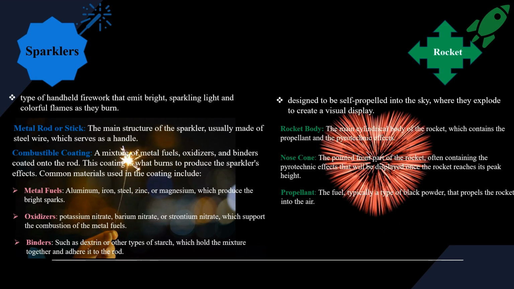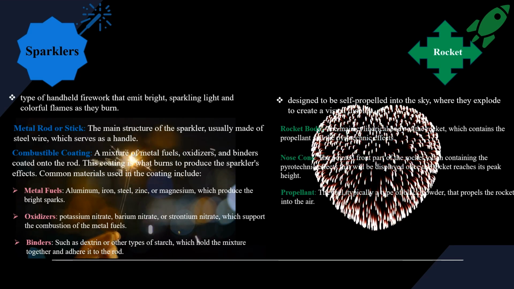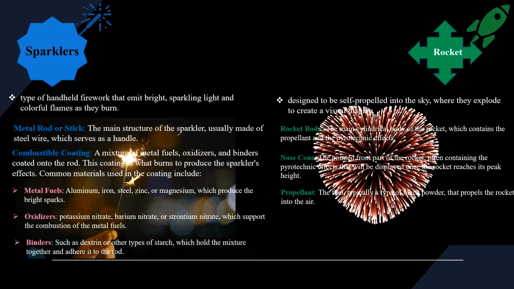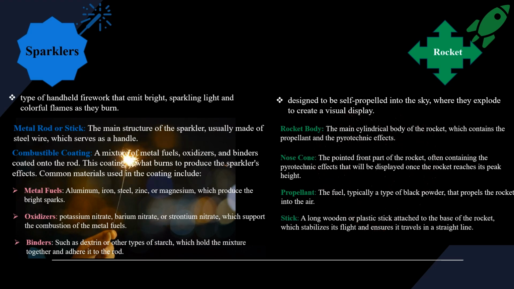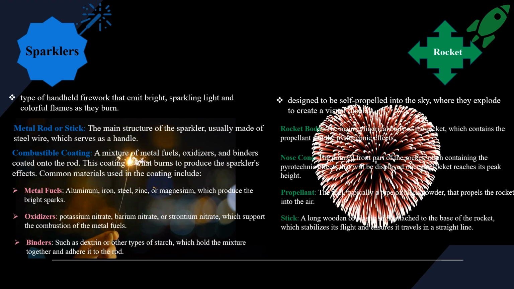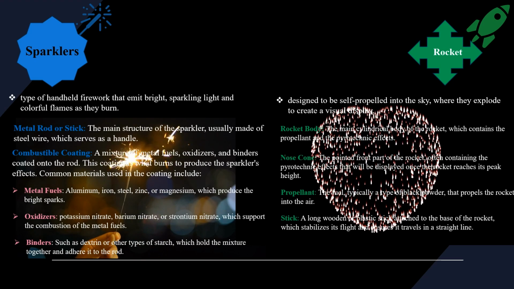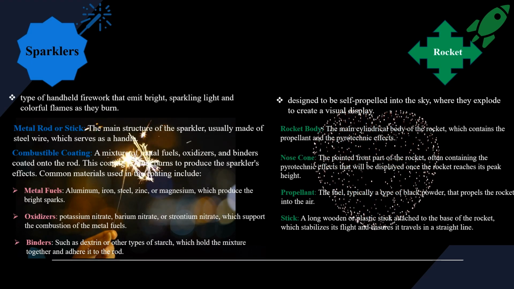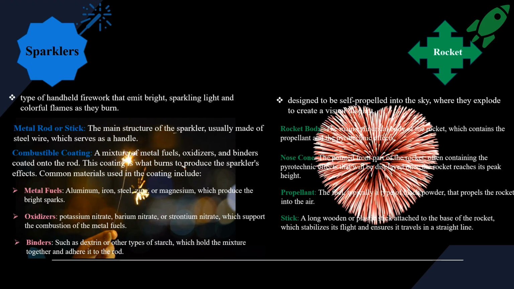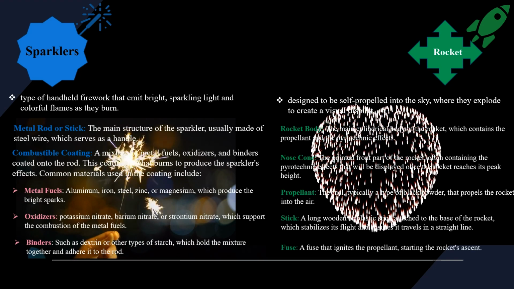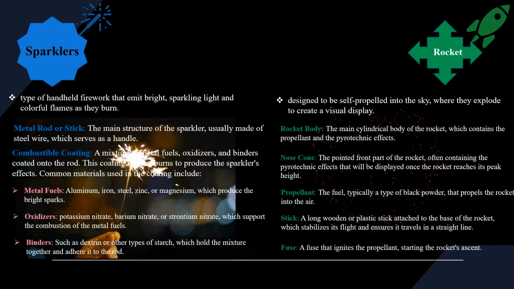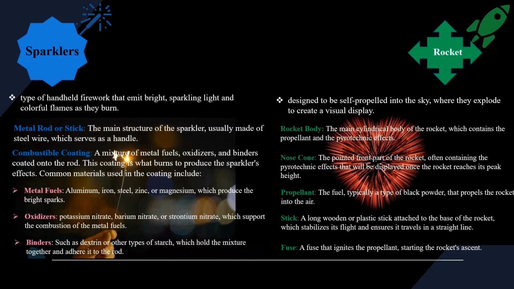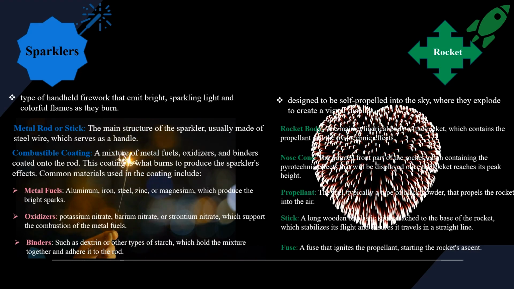What is the propellant? The propellant is the fuel, typically a type of black powder, that propels the rocket into the air. The stick, a wooden or plastic stick attached to the base of the rocket, stabilizes its flight and ensures it travels in a straight line. Finally, a fuse that ignites the propellant, starting the rocket's ascent.